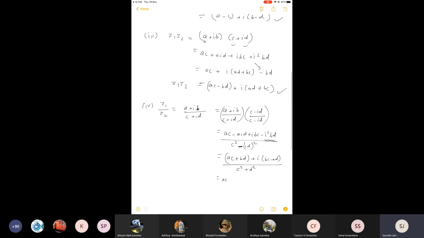Finally, I can write this also as a single complex number when I split both the terms. So this will be the division of the two complex numbers. Once again, a third complex number written in the standard form. So make sure that you know how to add, subtract, multiply, and divide.